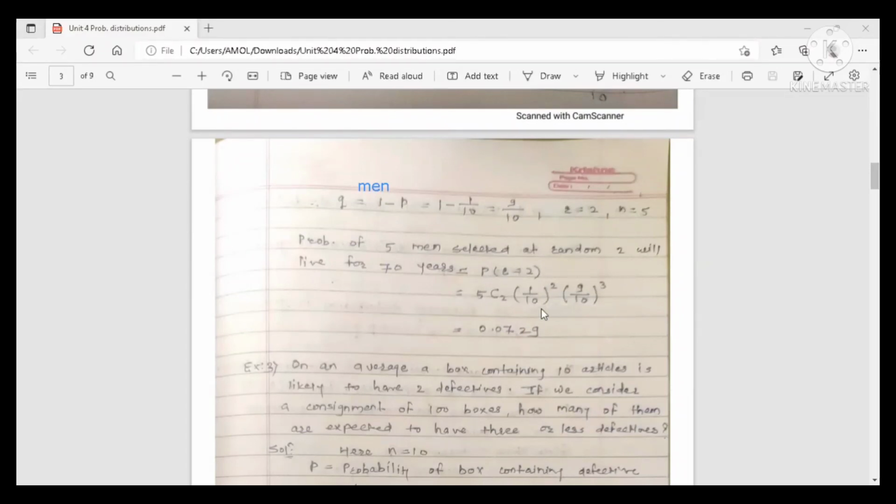Now you calculate this value: 5C2 into 1 by 10 raised to 2 into 9 by 10 raised to 3. Using calculator, you can easily calculate this value, and the calculated value is 0.0729. So this is the probability of 5 men selected at random, 2 will live for 70 years. This is your answer. So using binomial distribution, you can calculate the value easily.